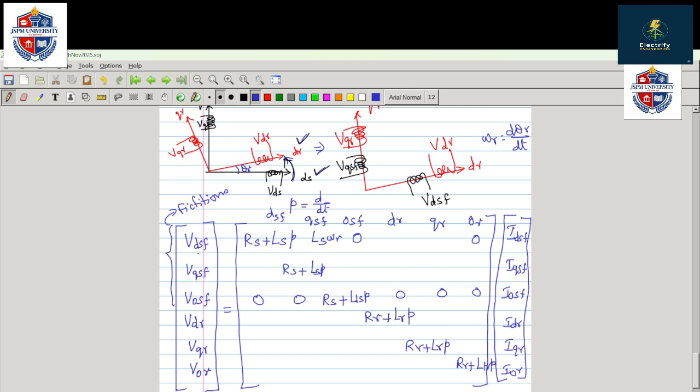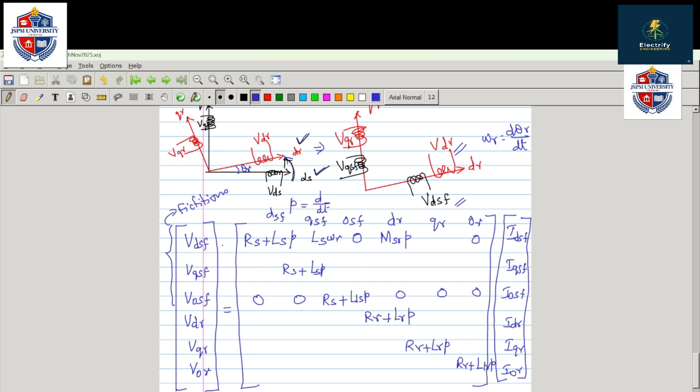Now we have DSF. DSF means what? The direct axis of the stator and the direct axis of the rotor. So the stator and rotor windings, VDSF and VDR, are both in the same axis. Same axis means what will occur? Mutual inductance will occur. So we can write the mutual inductance between stator and rotor and P. We already know L into di by dt, like that we will write.